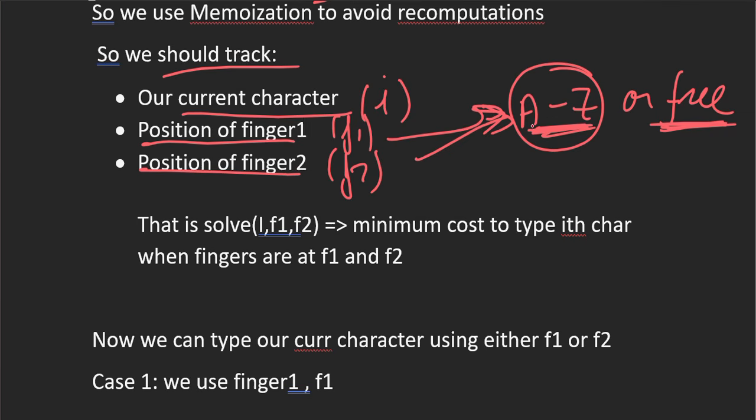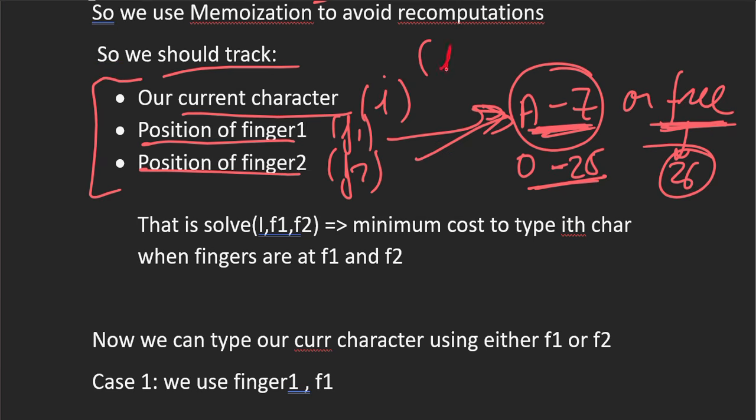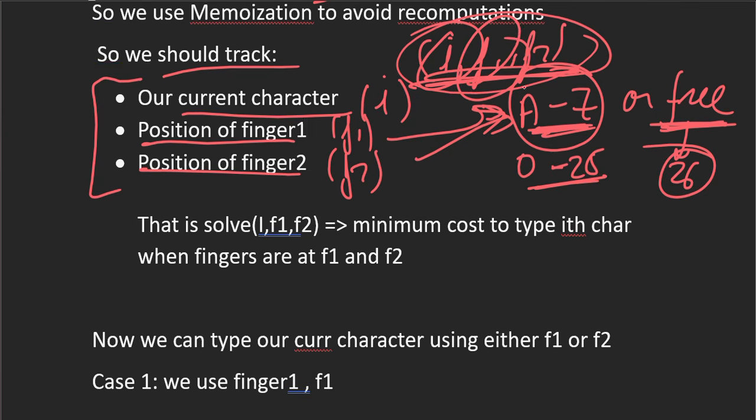So what we have done is we have shown these A to Z as numbers, that is 0 to 25, and the free as 26. Means if F1 is 26 means the finger 1 is free. So if we have seen, this is like I, F1 and F2, like our state has three things: current character, finger 1 position and finger 2 position, right?